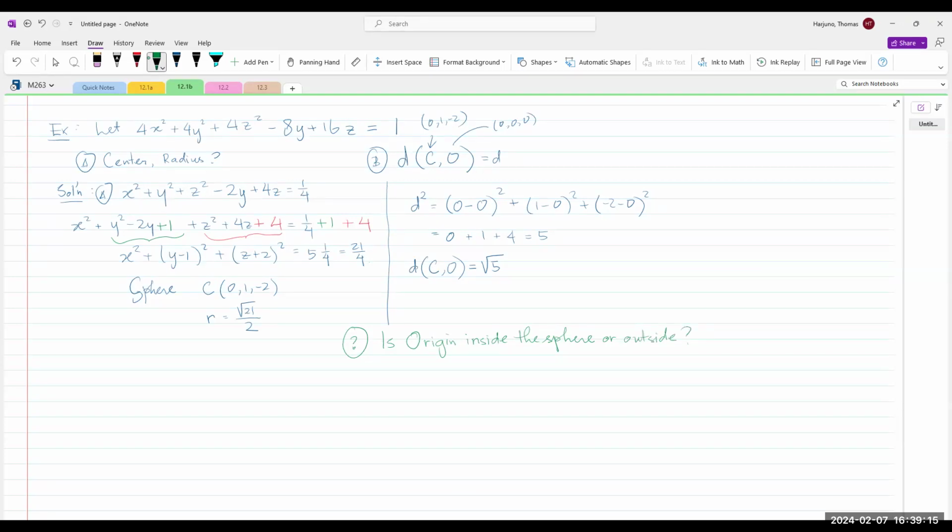But think about this. Imagine this is your sphere, right? The radius is the square root of 21 over 2, whose square is 21 over 4. Now, the distance from the origin to the center of the sphere is the square root of 5, whose square is 5. Now, we basically compare this 21 over 4 and 5. Which one is greater?